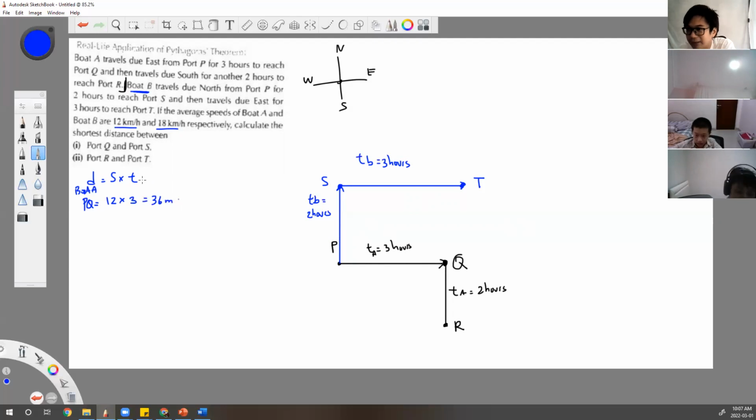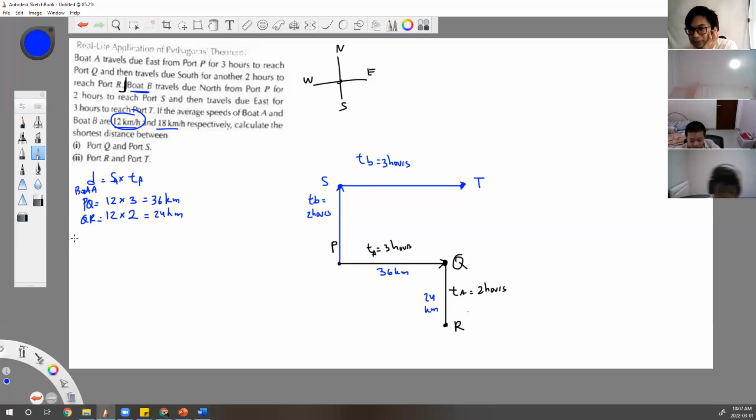336 kilometer, I'm sorry. Kilometer. And QR, 2 hours at 12 km/h as well. So speed of A times 2 is 24 kilometer. So name it: 36 kilometer PQ. This is 24 kilometer, right?